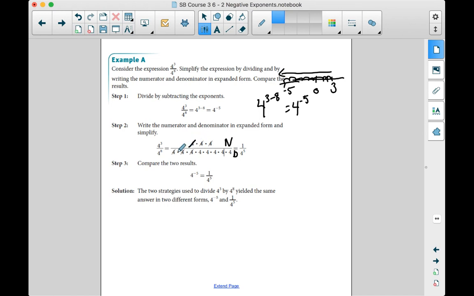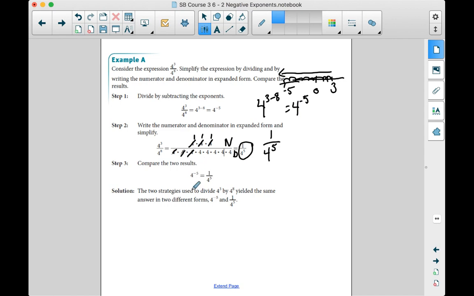So we've got 1, 2, 3. Okay, and again, these just become ones. They don't disappear, but 4 divided by 4 is 1. So what I'm left with down here is 1, 2, 3, 4, 5, 4 to the power of 5. So I could write that as 1 over 4 to the power of 5. That's the same thing as 4 to the negative fifth.